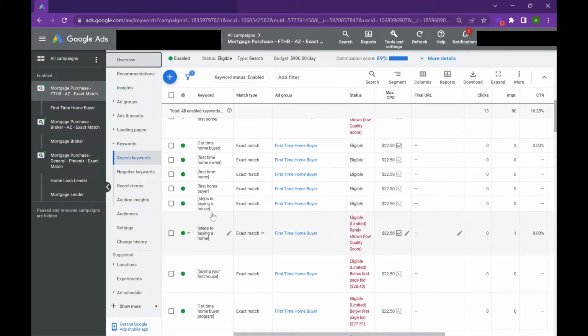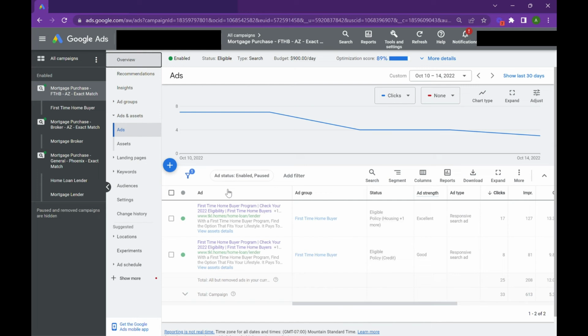The second part of this is going to be our ads. So we're targeting first-time homebuyer keywords, but what do our ads look like? Our ads are going to be really focused on what they're searching: first-time homebuyer program, check your eligibility. And when someone clicks on this ad and fills out the form, you're going to talk to them about how we get you eligible for an FHA. So you want to make sure your product meets your targeting requirements.